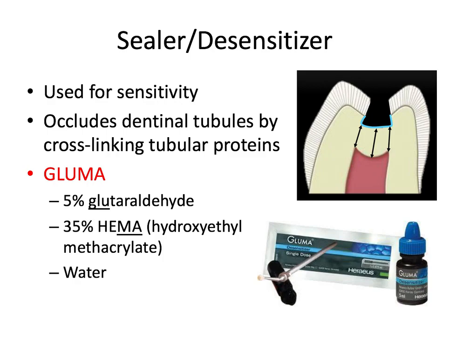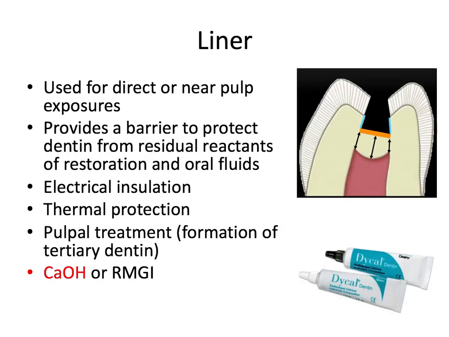This is for if you have 2 millimeters or more of dentin remaining between the depth of the defect and the pulp. Gluma is probably the most commonly used. It's a combination of glutaraldehyde and HEMA, which is where it gets its name from, and water as well.